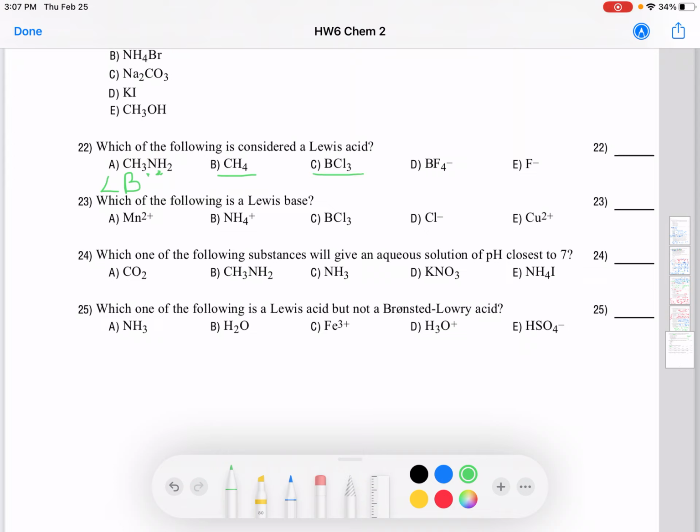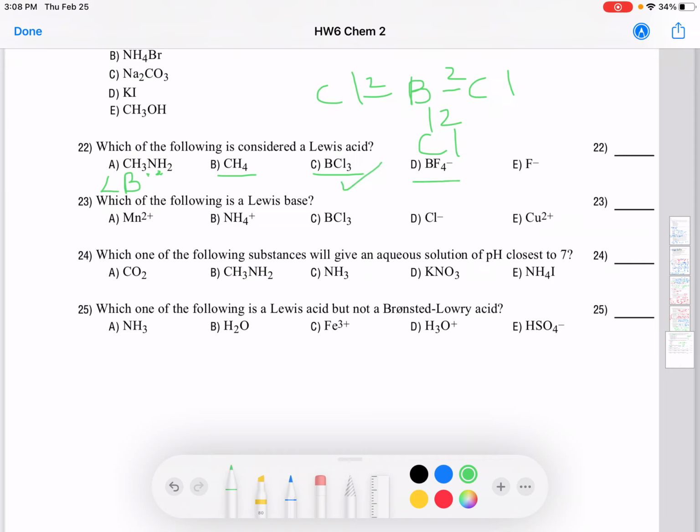But BCl3, if you remember how to draw the Lewis structure for BCl3, it would be like this. So boron has 6 shared electrons, right? So boron can accept a pair of electrons from somebody else. The Lewis acid definition is that you are capable of accepting a lone pair of electrons. So BCl3 can be considered a Lewis acid.